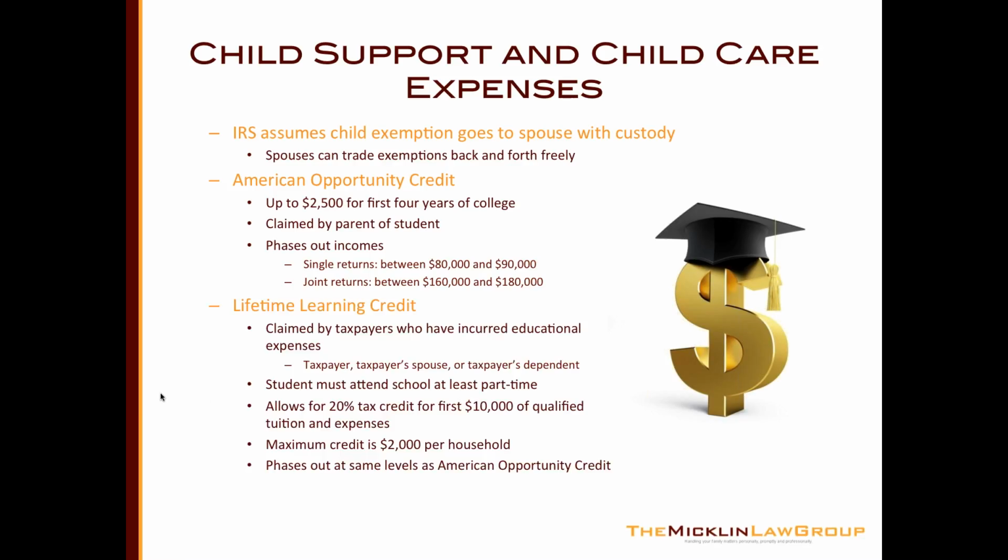Additionally, there is a lifetime learning credit. It's got to be claimed by the taxpayer who incurred the educational expense, either the taxpayer, their spouse, or their dependent. The person must attend school at least part-time. Now I'm moving a little bit quick through these because I'm over it. Must be part-time. There's a 20% tax credit for the first $10,000. Maximum is $2,000 per household, and it phases out just like the American Opportunity Credit.